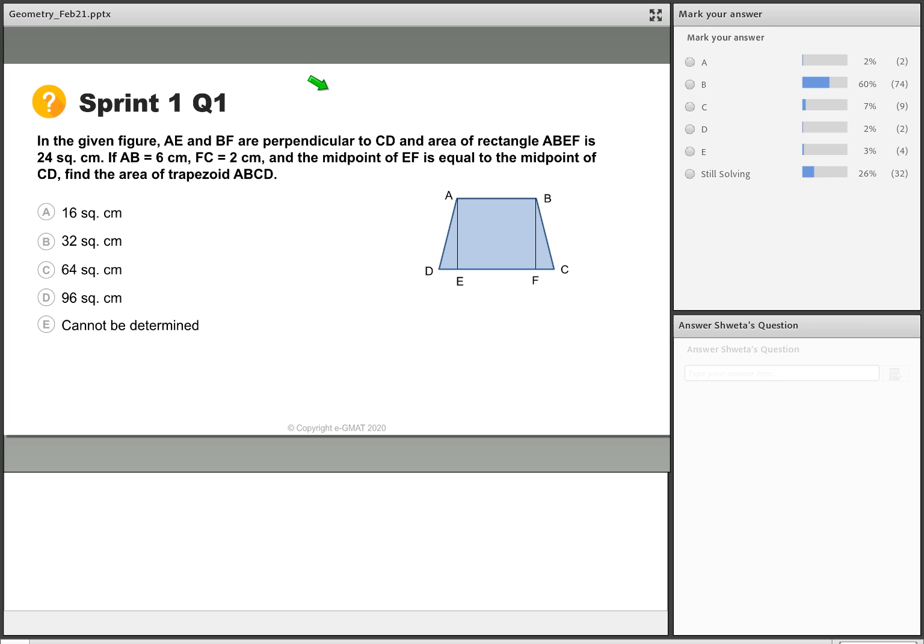Let's discuss this now, all of us together. We have EBF perpendicular to CD. Okay, we can see that here. Area of ABEF is 24. Again, area of the rectangle is given to us. And AB is 6, FC is 2. Midpoint of EF is equal to midpoint of CD, area of the trapezoid.